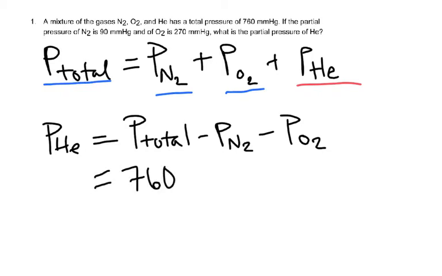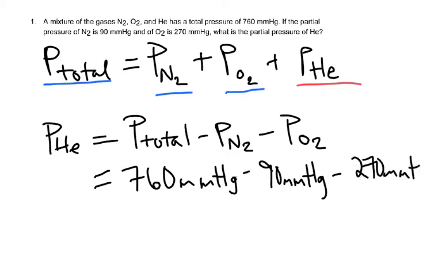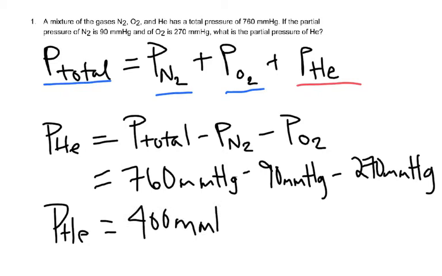So you'll have 760 millimeters of mercury minus 90 millimeters of mercury minus 270 millimeters of mercury. And you put this in your calculator and you'll see that the partial pressure of helium is 400 millimeters of mercury.